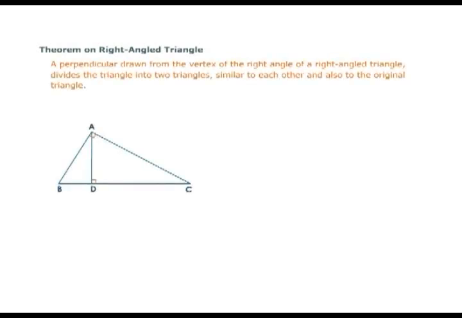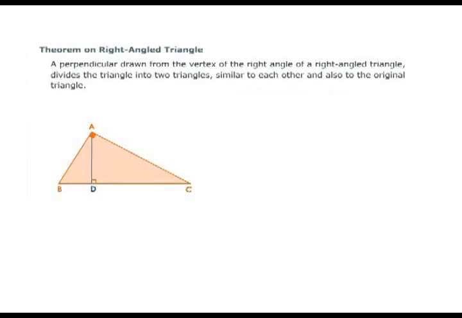Theorem on right-angled triangle. A perpendicular drawn from the vertex of the right angle of a right-angled triangle divides the triangle into two triangles similar to each other and also to the original triangle.